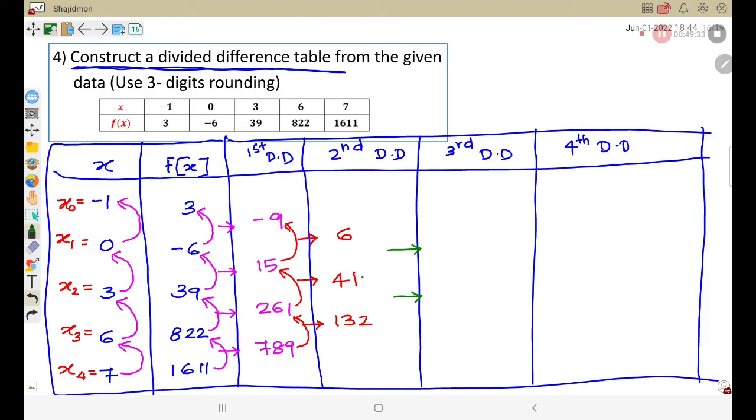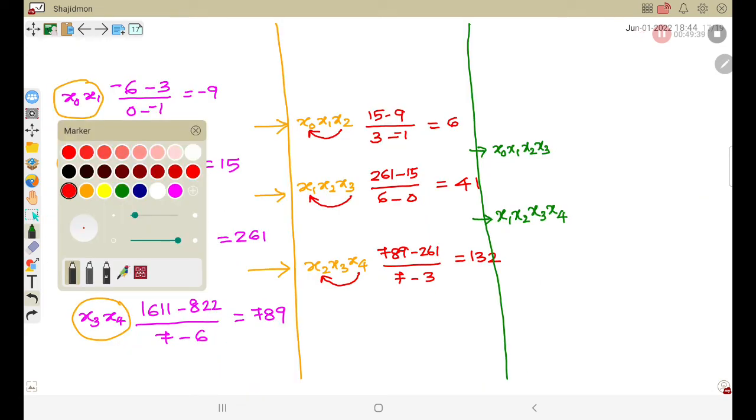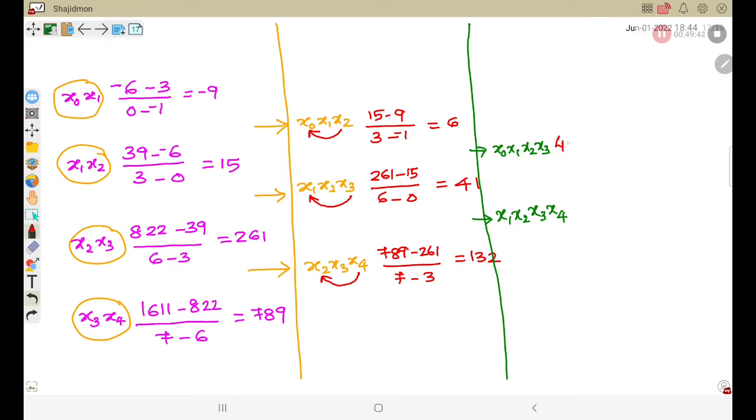See, this number minus this number, 41 minus 6. I will write here 41 minus 6 divided by the last x number minus the first x number, x3 minus x0. What is x3? 6, minus what is x0? Minus 1. You will get equal to 5.